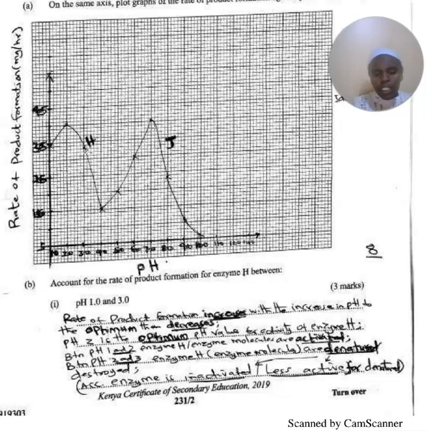So towards pH 3, the enzymes are denatured. That means that as it declines to pH 3, the conditions are not favorable for the action of the enzyme, and therefore the enzymes are destroyed.